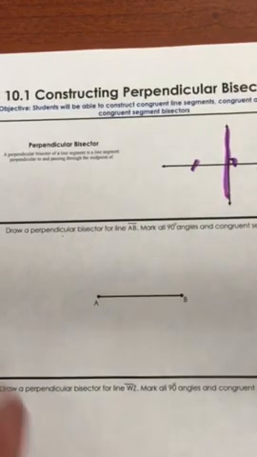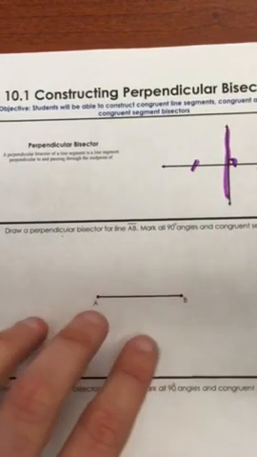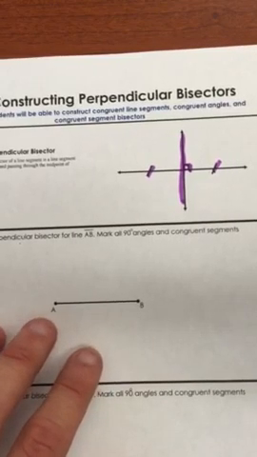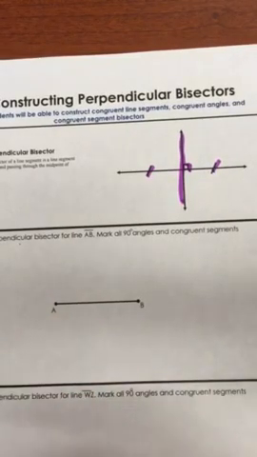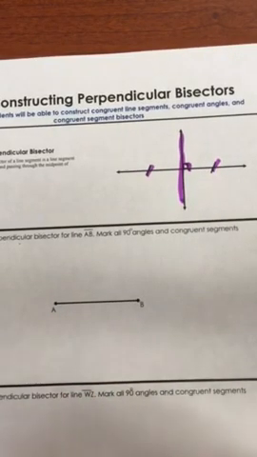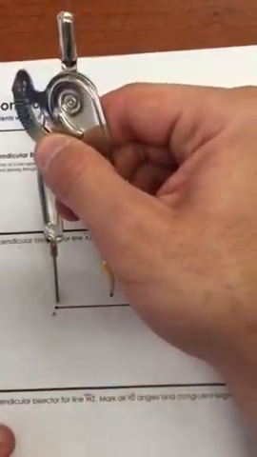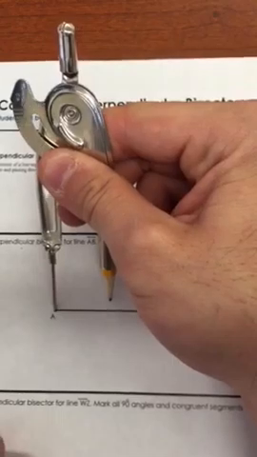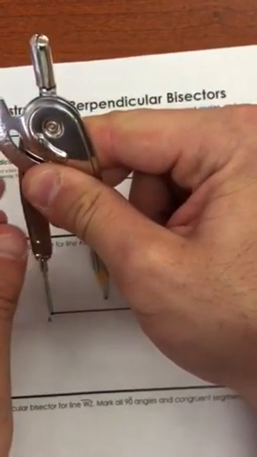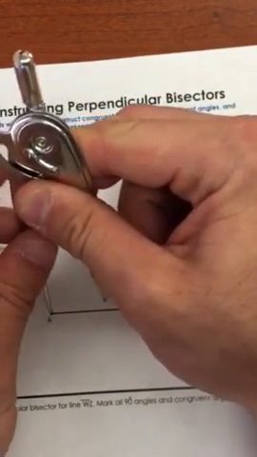So for this one, we're gonna draw a perpendicular bisector of line AB, and after that, we're gonna mark all 90-degree angles and congruent segments. So this is how you do it. It's very simple. It takes 3 steps. Step 1 is you take your compass and you put it on the endpoint. So we're gonna start with endpoint A. See, we're gonna put the metal tip there.